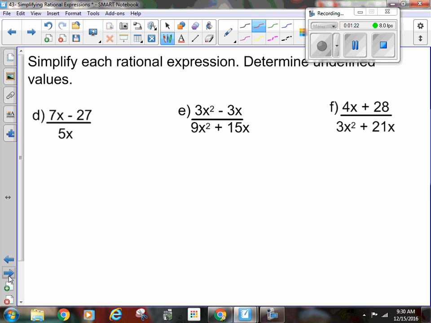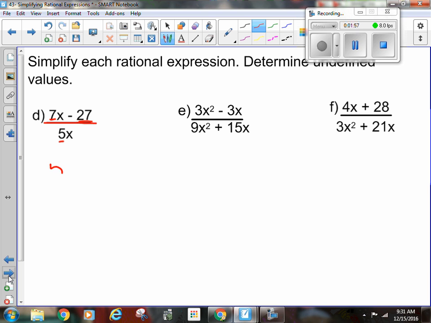Okay, so now we're going to actually have to simplify the rational expression and then also determine the undefined values. To simplify them, first we need to see if there's anything we can factor out. If we look just at the numerator in D, we have 7x minus 27. And we ask ourselves, is there anything I can divide out of both 7 and 27? There's not a number that divides into both of those, so we can't factor that out. 7, 27, and 5, none of those will simplify. So this is as low as you can simplify it.